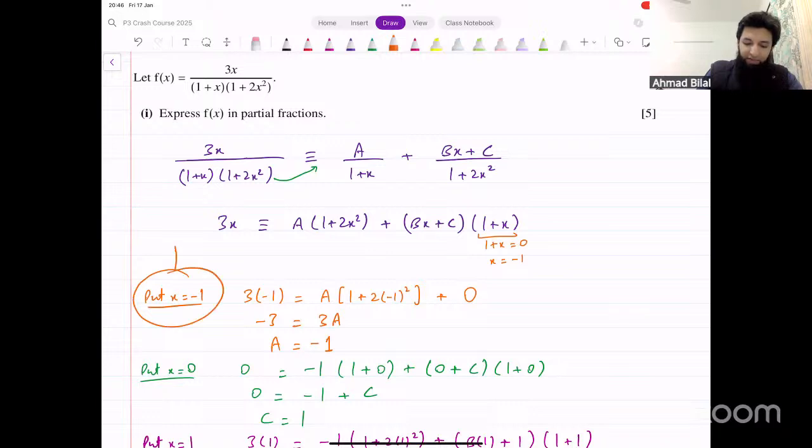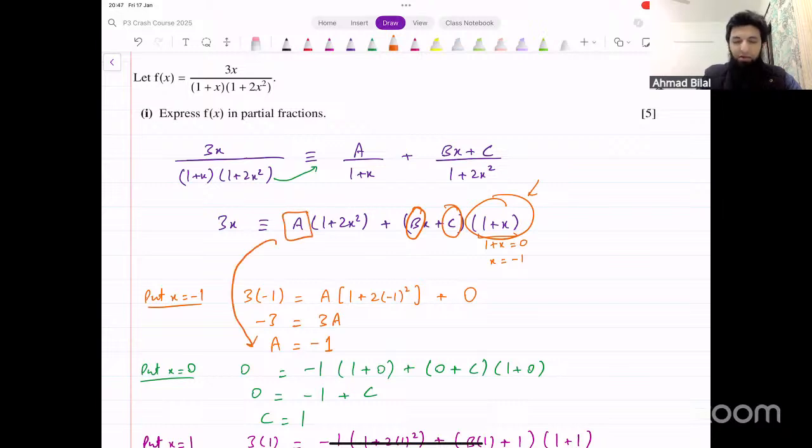These values of x that we're inputting, we generally choose them so that some variables get eliminated. For example, we try to make the brackets 0 so that when they become 0, they take with them some of the unknowns. When this bracket becomes 0, it will eliminate B and C, and we would only be left with A, and we can find the value of A from that.